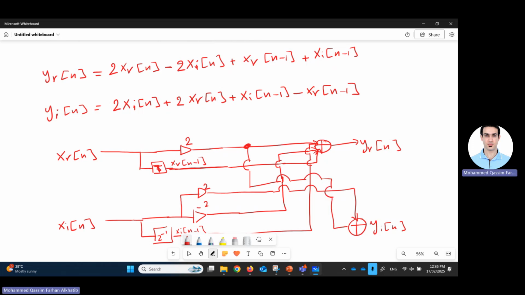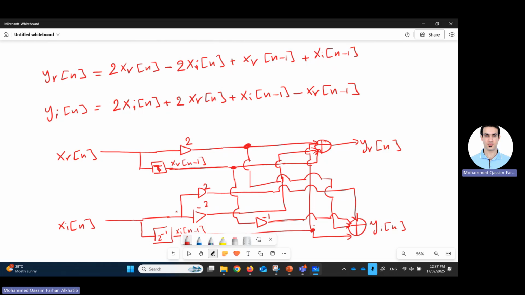I know it might not be the best looking diagram, but you guys get the idea. x imaginary of n minus 1. So this one, there's no multiplication by any coefficients. And the last part, minus x real of n minus 1. So here, I multiply by negative 1. Okay.